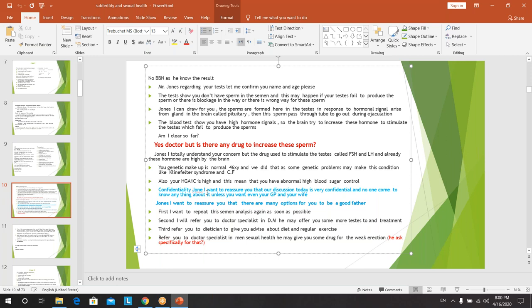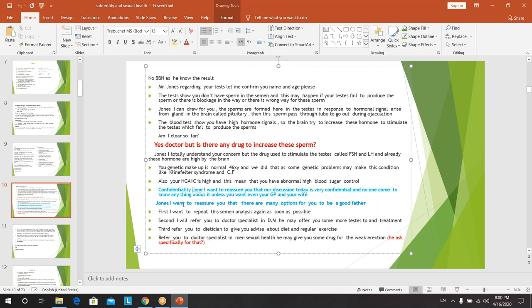So, John, I wanted to assure you that our discussion today is very confidential, and no one will come to know anything about this unless you want, even your GP and your wife. So assuring the patient about the confidentiality will be a safety point, even if he didn't mention or ask you about that point specifically. So you have to assure him about his confidentiality.